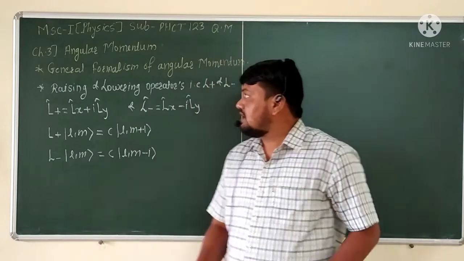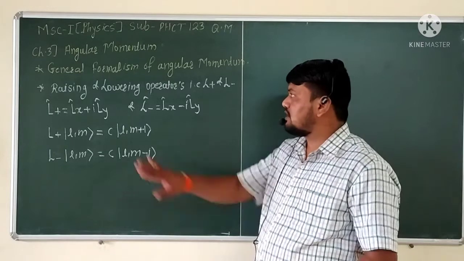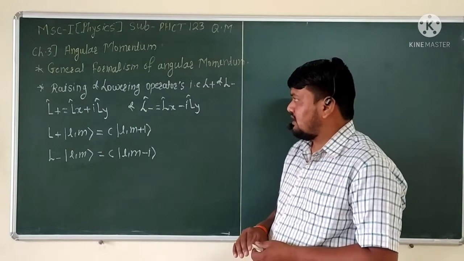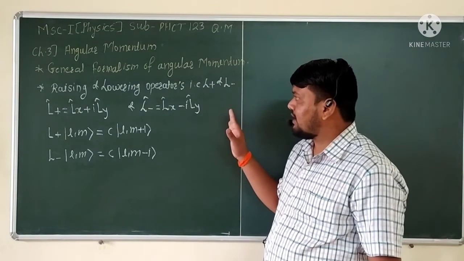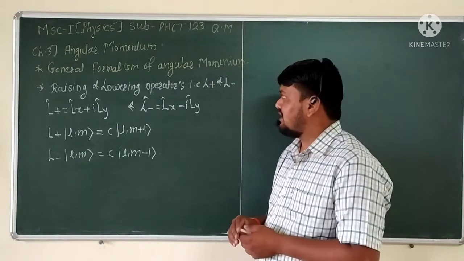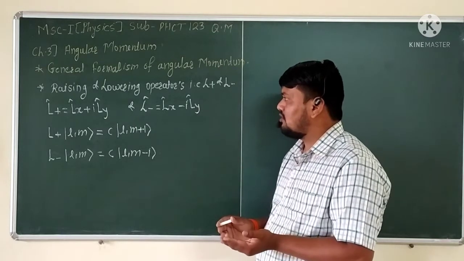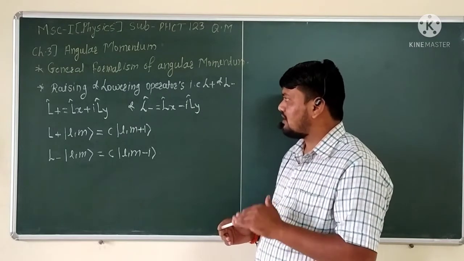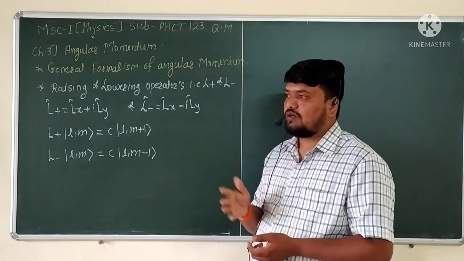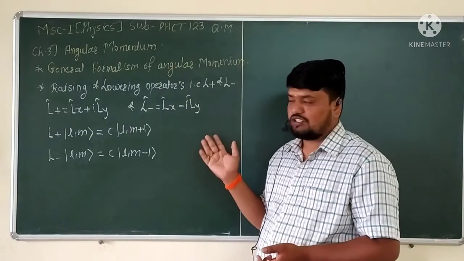So today, again, welcome to the lecture series in our subject, quantum mechanics, and we want to continue our chapter, which is angular momentum. Today we want to see the general formulation of angular momentum, the general formalism of orbital angular momentum for the rising and lowering operators, L plus and L minus, and again the general formalism of total angular momentum, that is J plus and J minus.